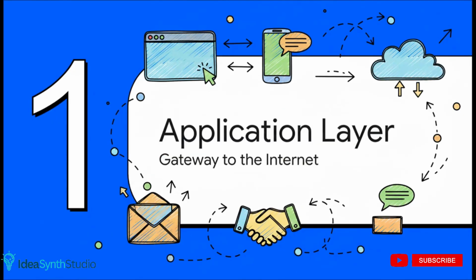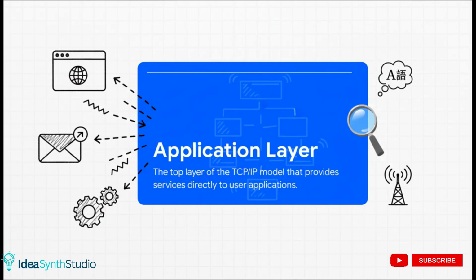All right, let's start at the very top. To really get what these protocols do, we first have to know where they operate. So, welcome to the application layer. It's the highest level in the internet's rulebook, the TCP/IP model. You can just think of it as the part of the network that you, the user, actually see and interact with every single day. So what's its job?